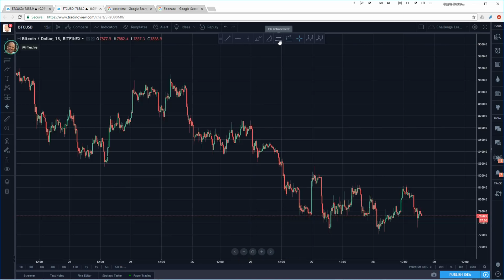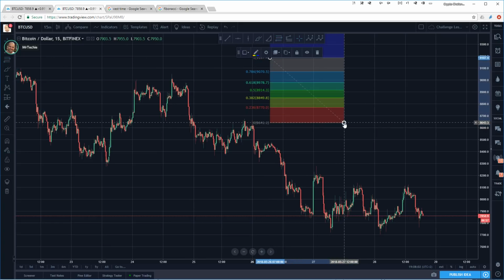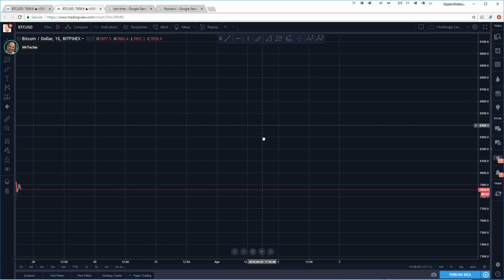So we have two tools. Everybody always talks about Fibonacci retracement. In fact, what I'm going to do, guys, I'm just going to go over to a blank part of the screen.